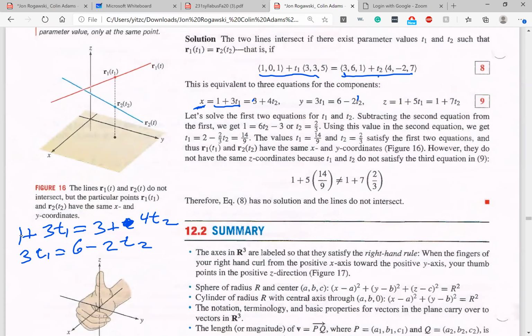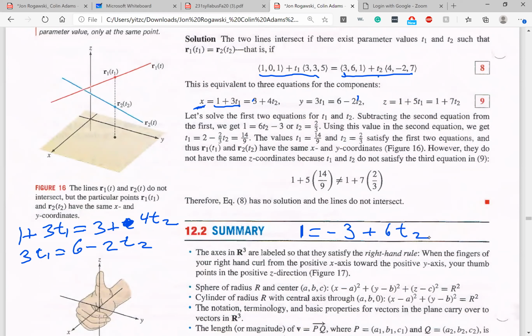here, so 1. And then the 3t1 subtracts the 3t1. And then we are going to have 3 minus 6, which is negative 3. And then we're going to have 4 minus 2, which is 6. So plus 6t2. So that's what we're going to end up having.